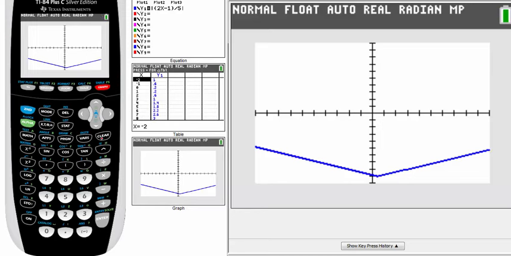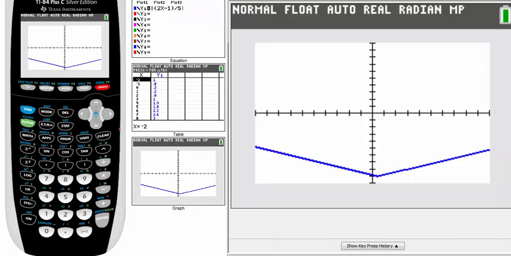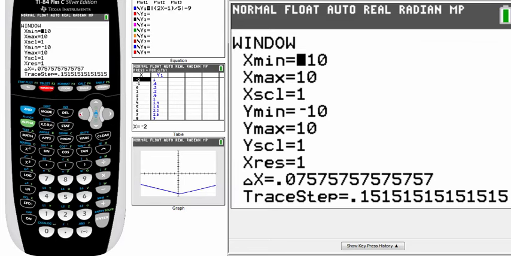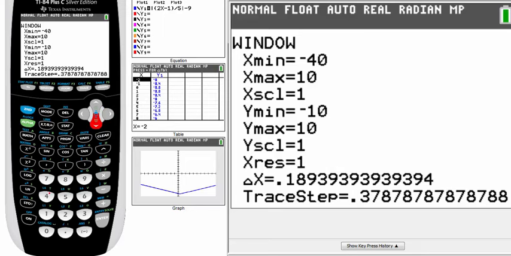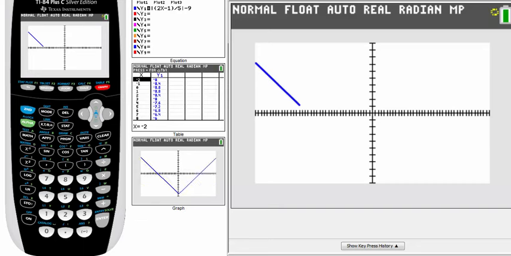Now, when I solve this by hand, my solutions where I was crossing were at negative 22 and 23. So I think on my window, my x min and my x max are going to have to change. Let's go from negative 40 to 40, just to make sure we have it covered. Let's hit graph again. Now I see it crossing.